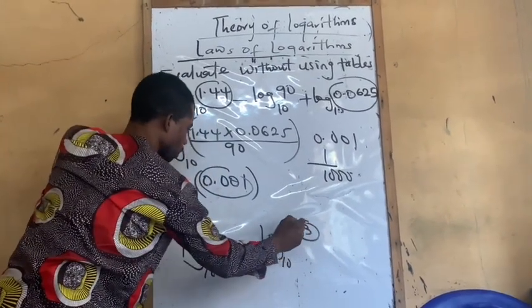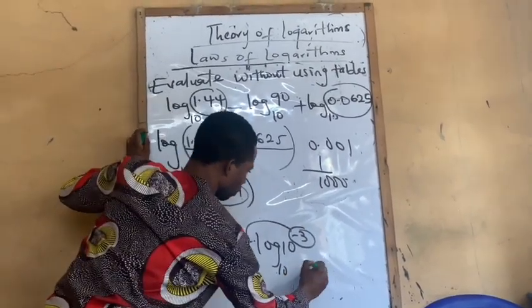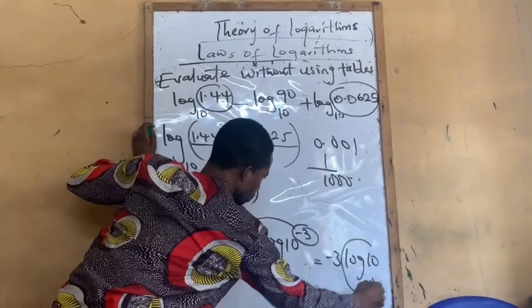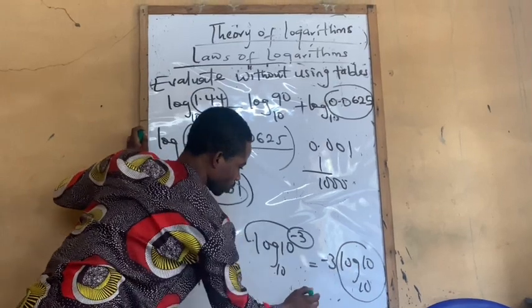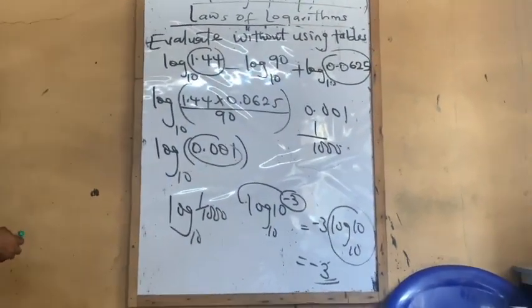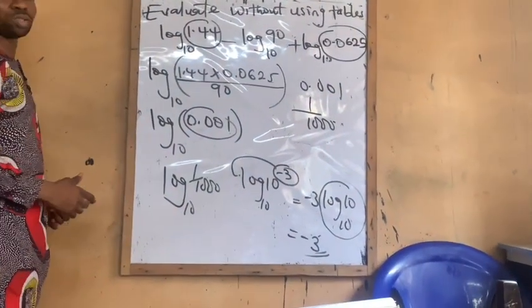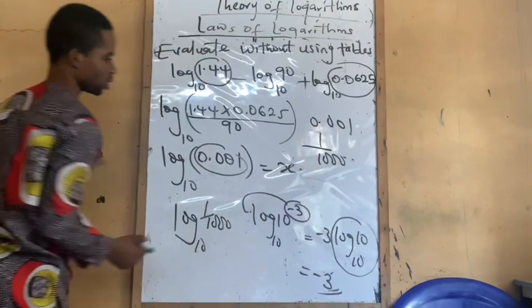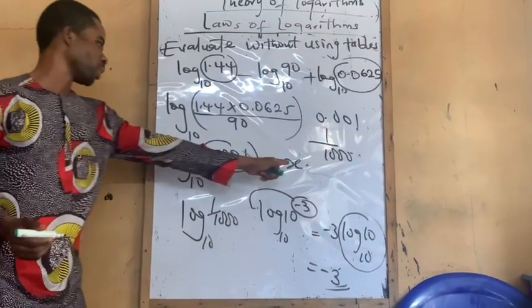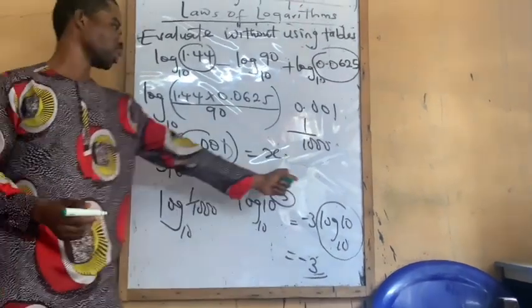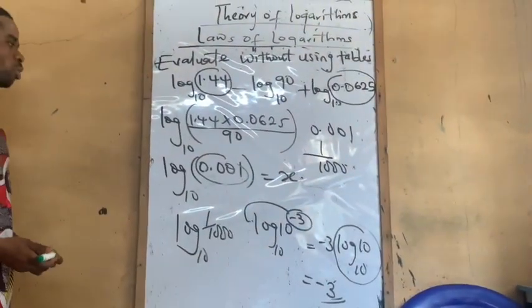So I will just bring this one to the front. So it becomes minus 3 log 10 base 10. And this is 1. 1 times minus 3, our answer is minus 3. Or better still, you can change this logarithm to indices. You can say it equals x, anyone you like, and you bring this x here. Let's turn this to our x and bring this one out. You are still going to get your minus 3.